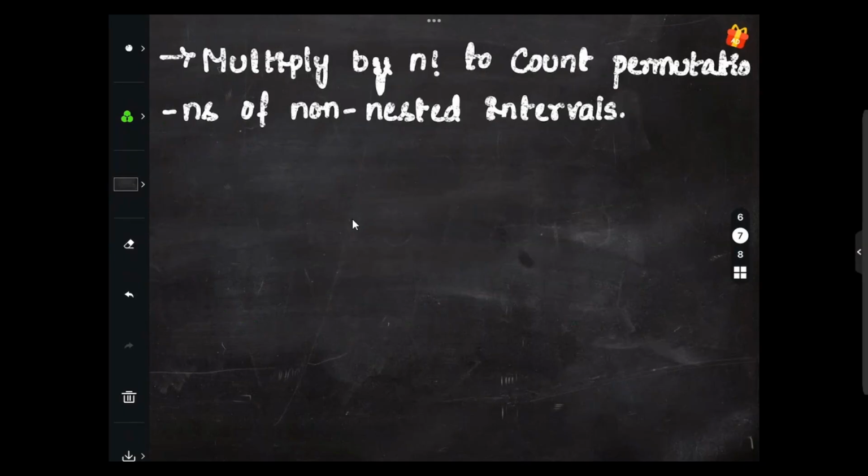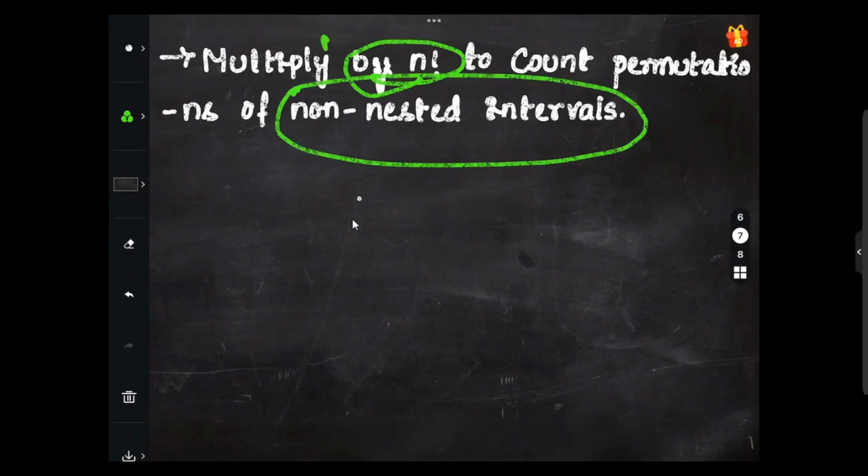So the final part is we will multiply by n factorial, just to count the permutations of non-nested intervals. We have to find the number of valid ways to construct the non-nested intervals. Basically the criteria is no interval can be fully inside another one. So we will be multiplying by n factorial to count permutations of such non-nested intervals.